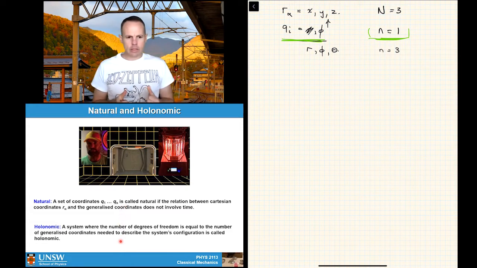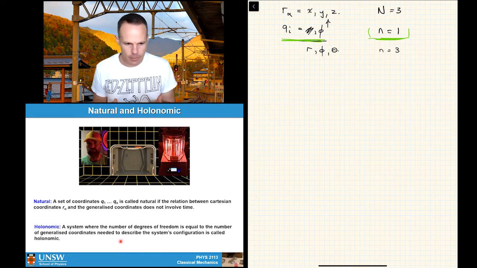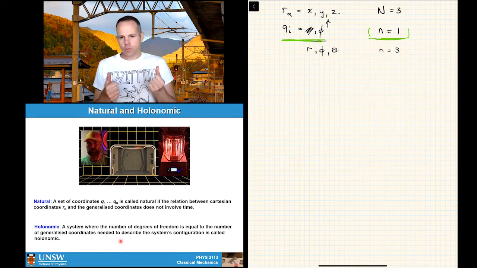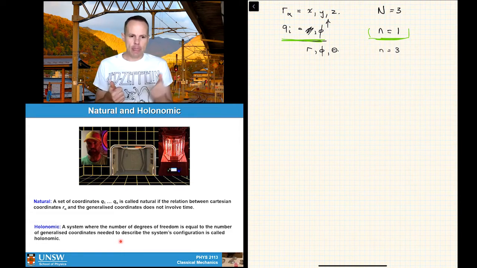The other one is a system that's called holonomic, and a holonomic system is a system where the number of degrees of freedom is equal to the number of generalized coordinates needed to describe the system's configuration, okay? And possibly the best example of a holonomic system is the pendulum, right? The number of degrees of freedom is 1, and in order to fully describe that system, you need 1, okay?